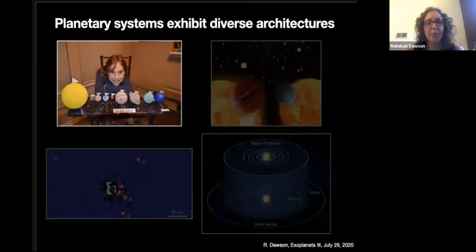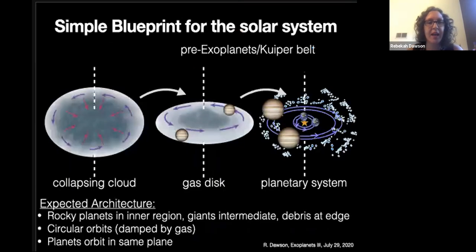We had a very simple blueprint for the solar system's architecture that began with a cloud of gas and dust that's spinning and collapses into a disk. Then further out in the disk, where there are ices available and large feeding zones, a core can form and accrete a gas atmosphere to become a gas giant. After a few million years, the gas disk goes away and rocky planets form in the inner system.